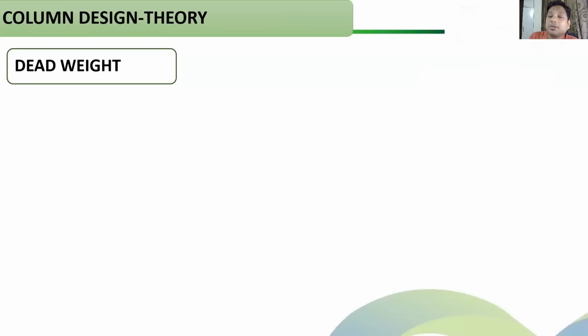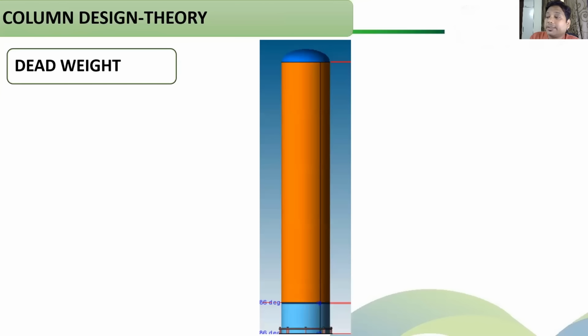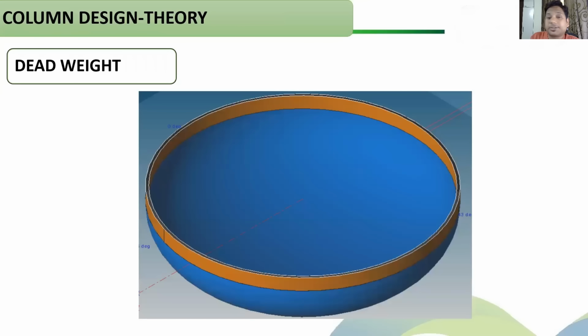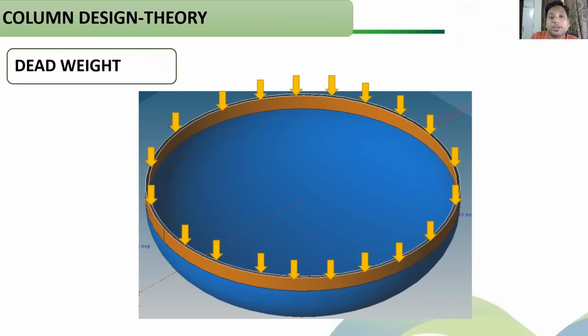Now, dead weight will be maximum at the lowest section of the vertical column. We can see the column here. At the bottommost part of this column, the dead weight will be maximum, so the stress also will be maximum. How will we calculate the stress? If we just take the cross section of this column, these are the weights which are coming on that area.